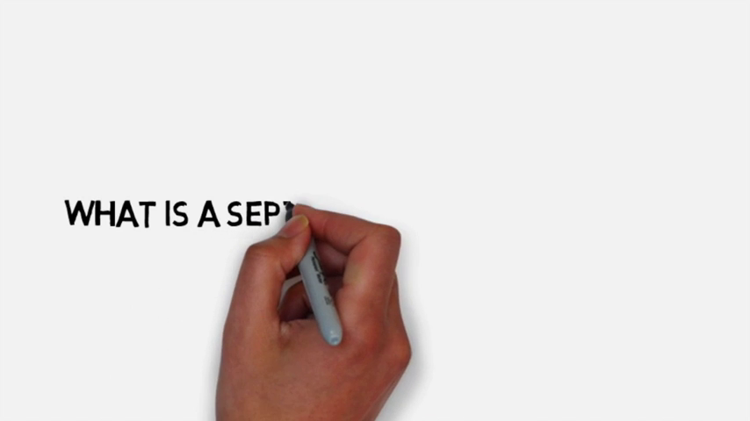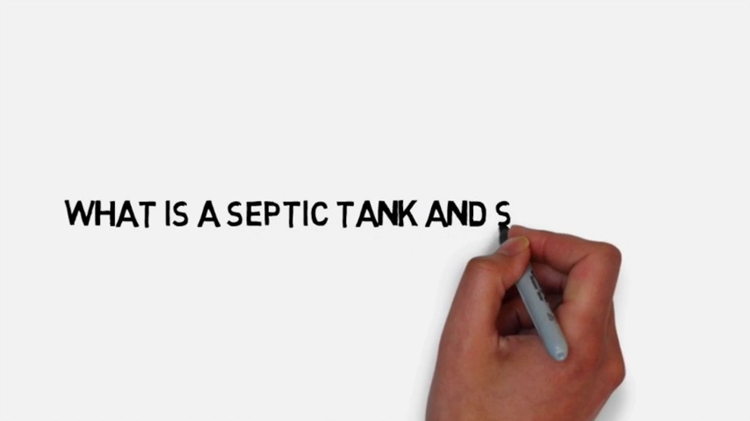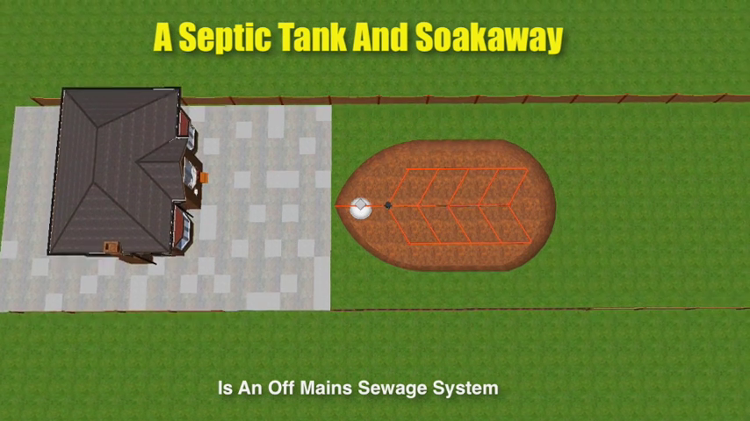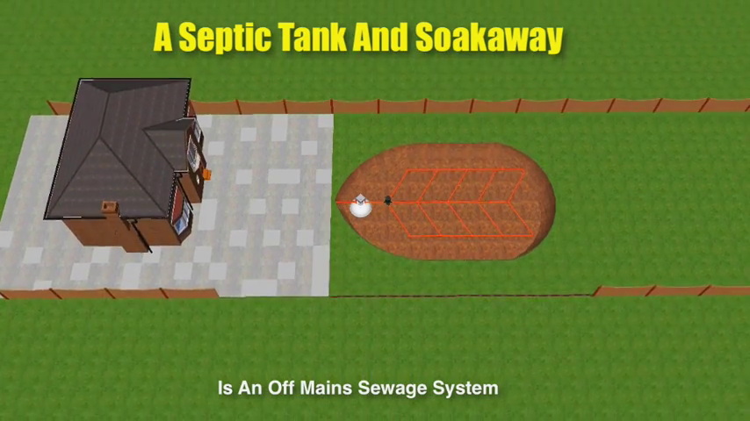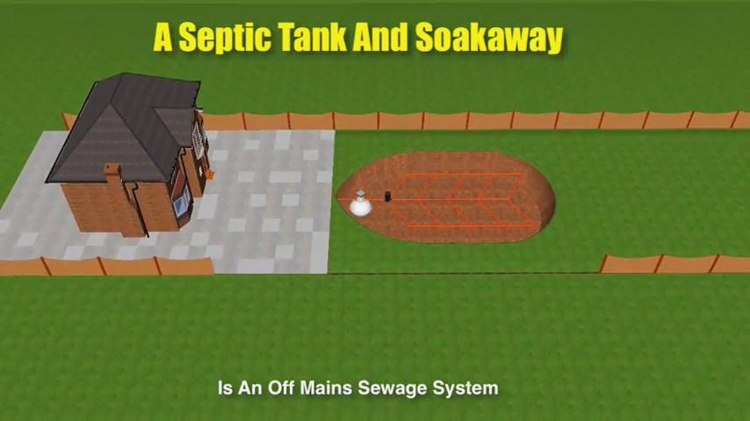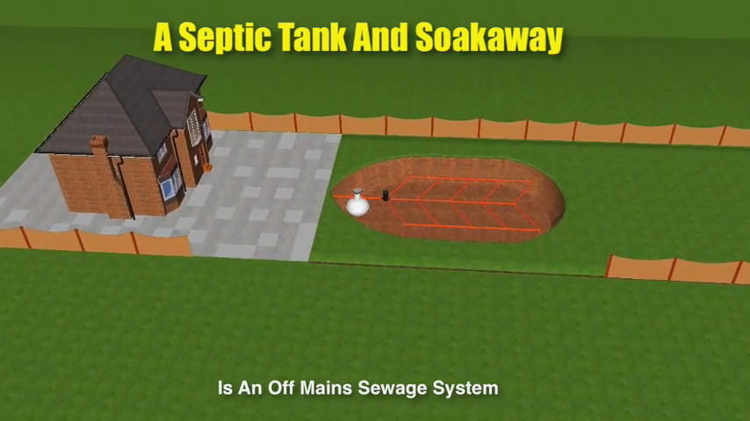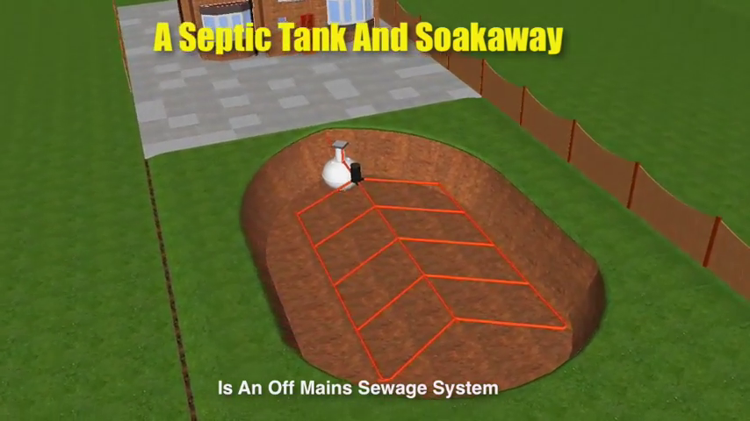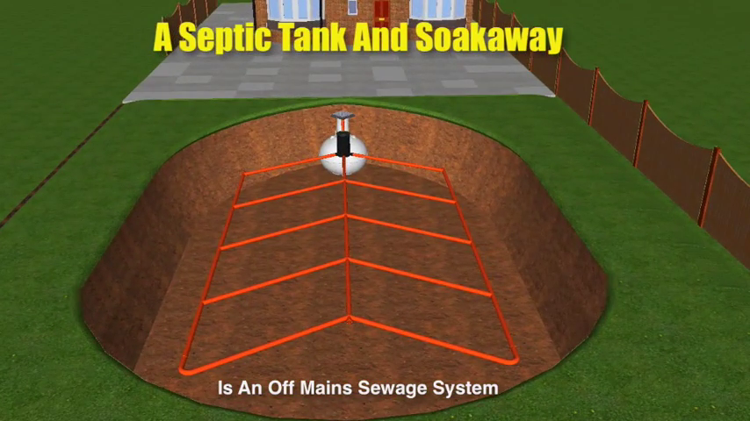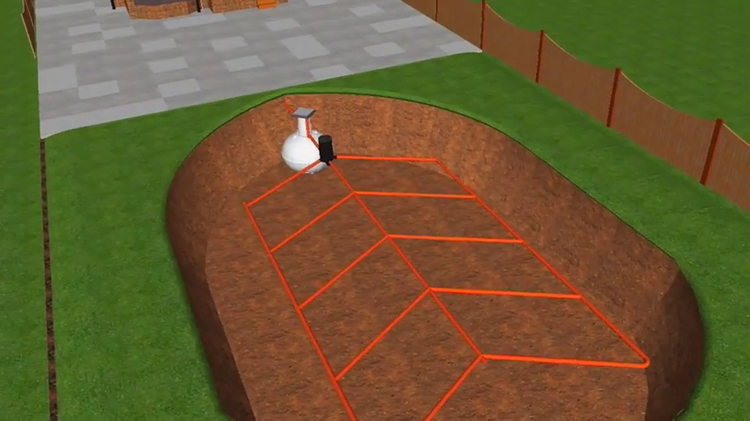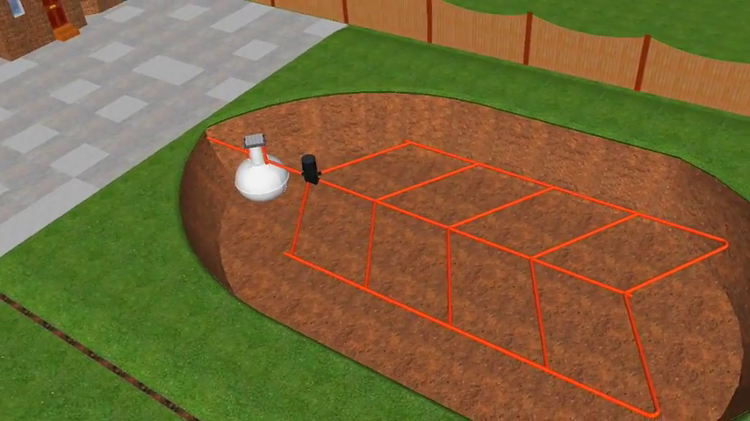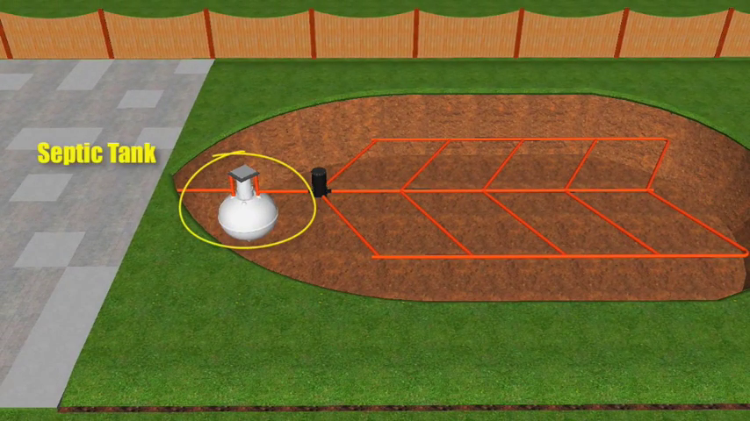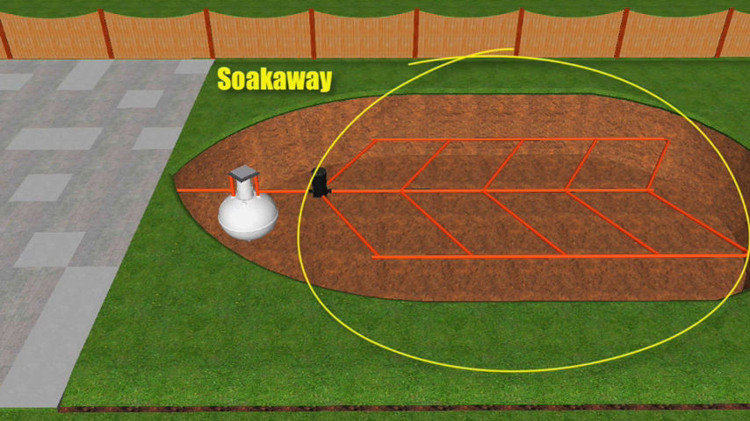So, what is a septic tank and soakaway? A septic tank and soakaway is an off-main sewage system and are designed for properties that are not connected to the mains drainage. This kind of sewage system normally comprises two main components. Number one, the septic tank, and number two, the soakaway.